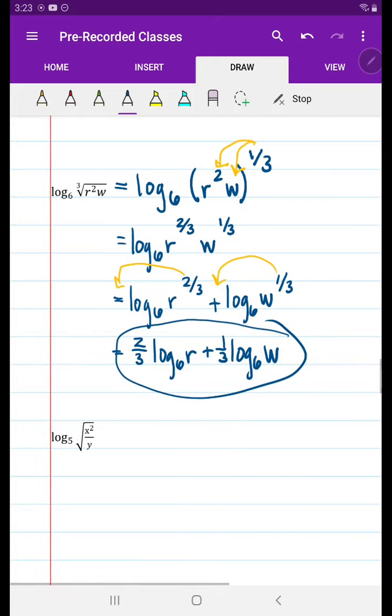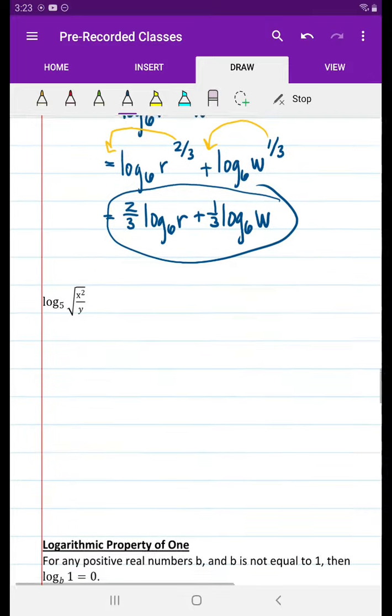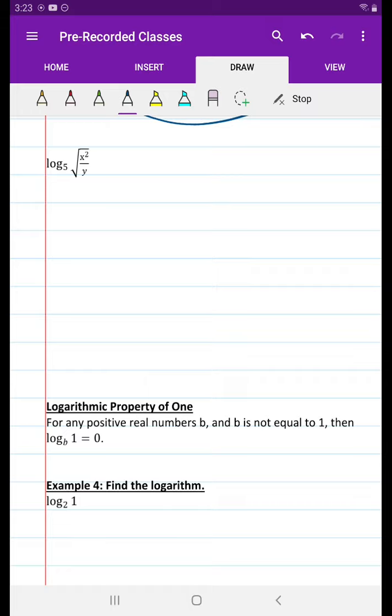For this next example, we have log base 5 of x squared over y, and that's the square root of that. So the first thing I'll do is rewrite this as log base 5 of x squared over y, and I'll put this all in parentheses, and I'll say that's raised to the power of 1/2, okay? So then I can take this exponent of 1/2 and distribute it to the pieces inside the parentheses. And so I can rewrite every piece of that fraction with a separate exponent.